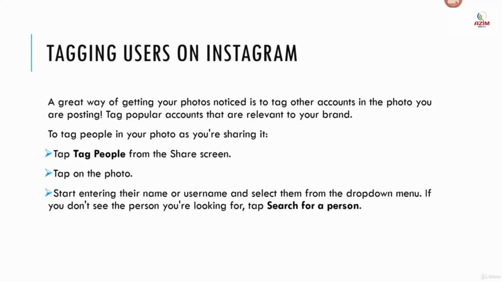A great way of getting your photos noticed is to tag other accounts in the photo you are posting. What I do is tag popular accounts that are relevant to my brand. So you can tag people in your photo as you're sharing it. So this is done simply by clicking the tag people on the share screen, tap on the photo anywhere, and then start entering the name or username and select them from the drop-down menu. If you don't see the person you're looking up, you can tap Search for a Person.